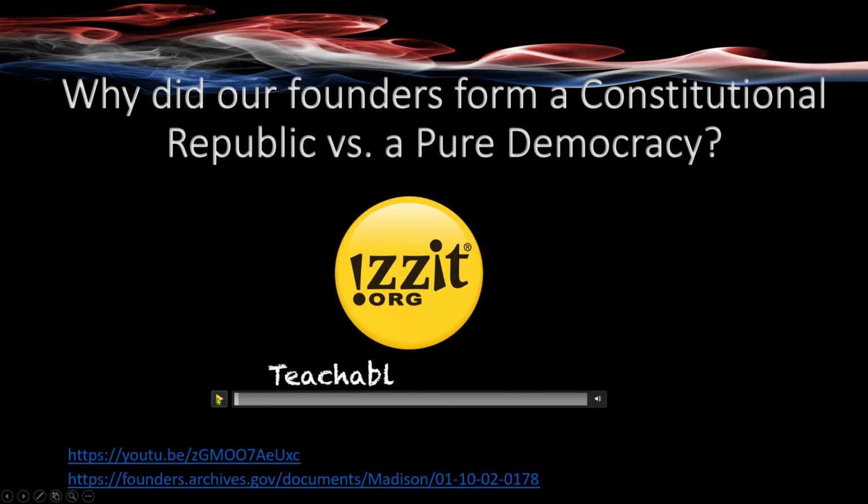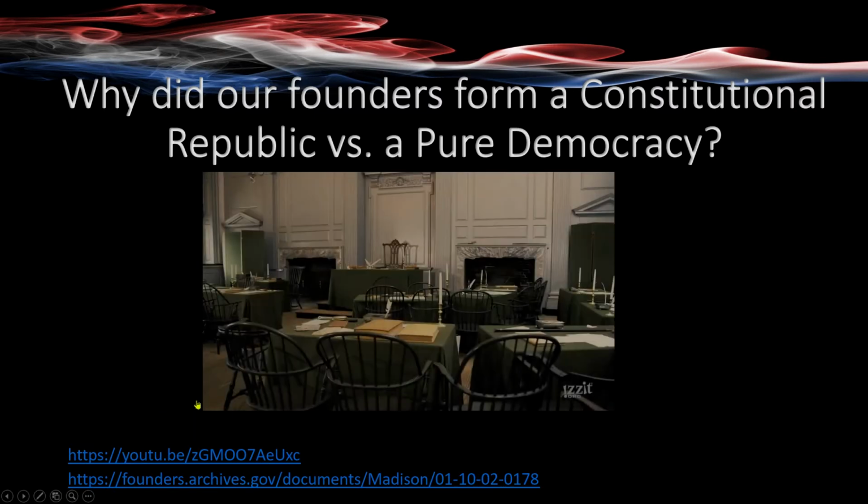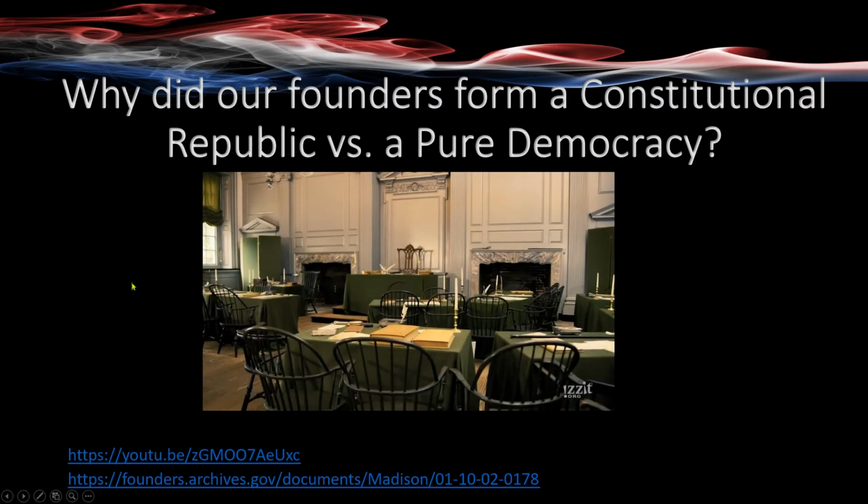So I have this video here that I thought was pretty neat that talks about why our founders formed a constitutional republic versus a pure democracy. And I think it's really important to not only understand the differences between a pure democracy and a republic, but also to understand the dangers of a pure democracy and why our founders chose to reject the idea of a democracy and built really on this idea of a republic.